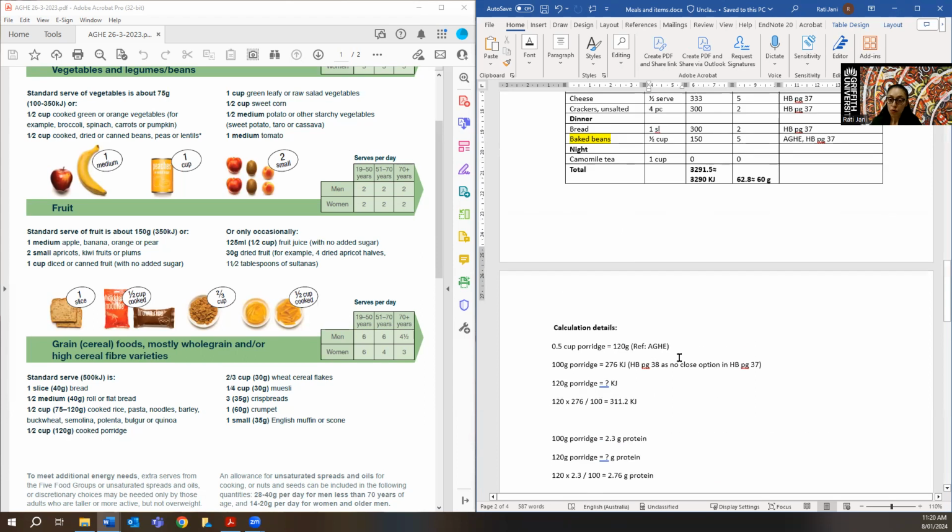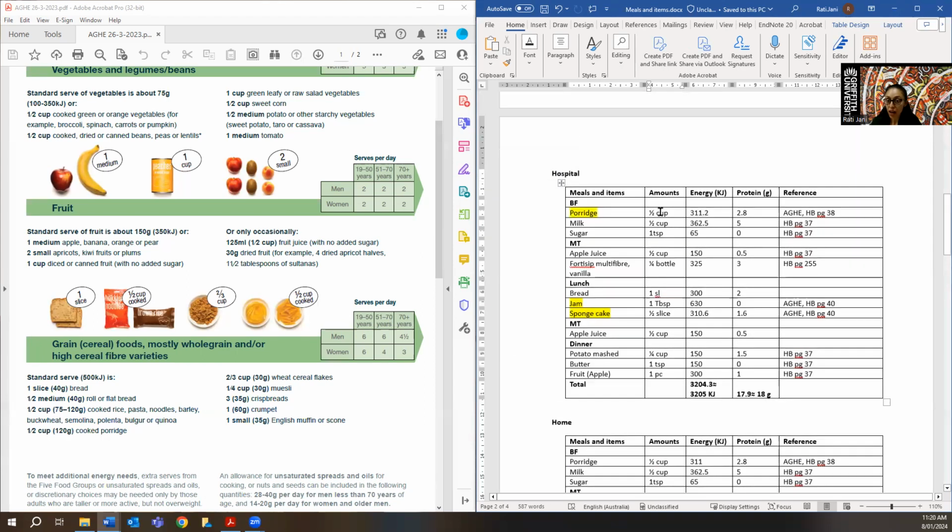Okay. So we know over here that the patient is having half cup of porridge. This is what is given to me, for example, in the exam. I don't have grams given to me. What does half cup of porridge look like? Is it 120 gram, 150 gram, 200 gram? How do I find this information? I find this information in the Australian Guides to Healthy Eating.